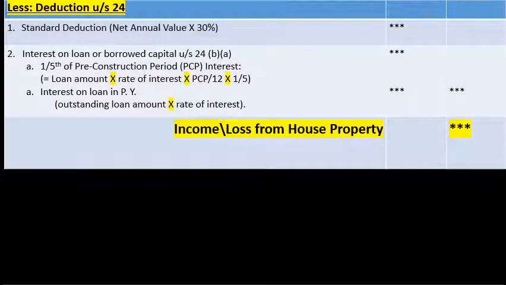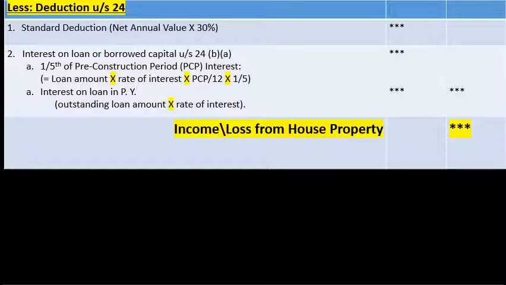Let me explain the second part of the format of let out property, that is deduction under section 24. In the first part, I have explained how to calculate expected rental value, gross annual value, and net annual value. The second part is related to deduction under section 24.